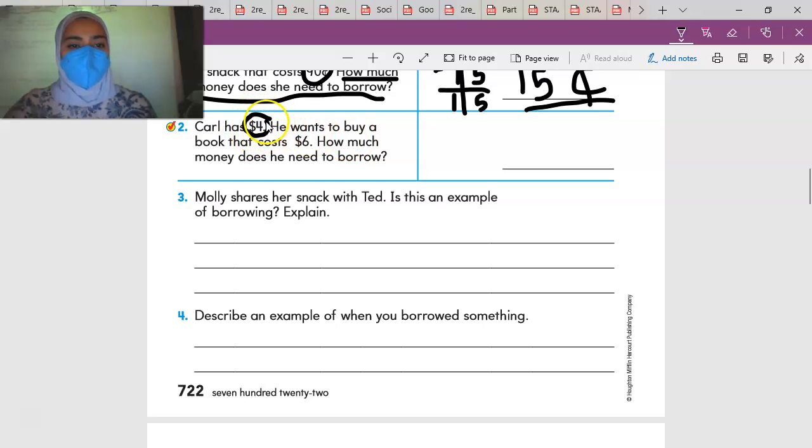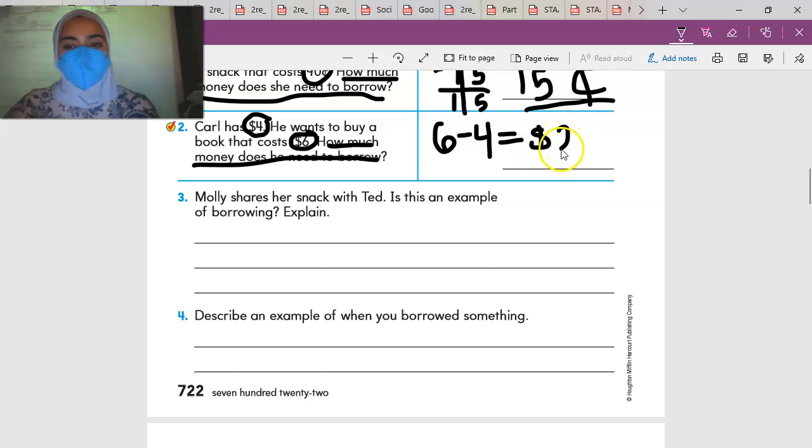Number 2. Carl has $4. He wants to buy a book that costs $6. How much money does he need to borrow? The book costs $6. He has $4. How much money does he need to borrow? What is it, class? $2. Easy schmeezy lemon squeezy.